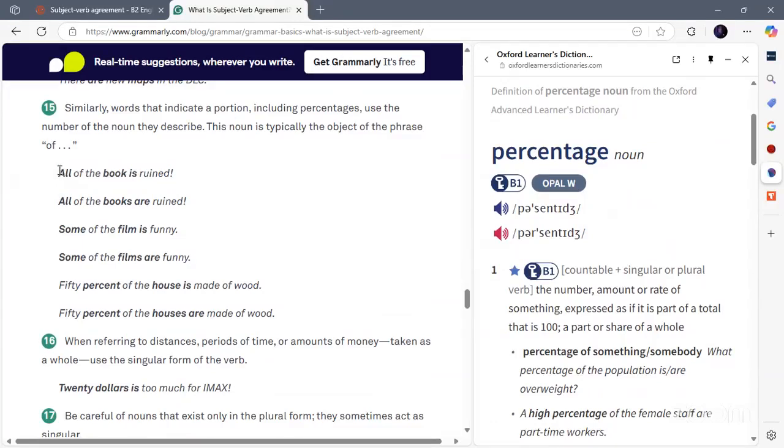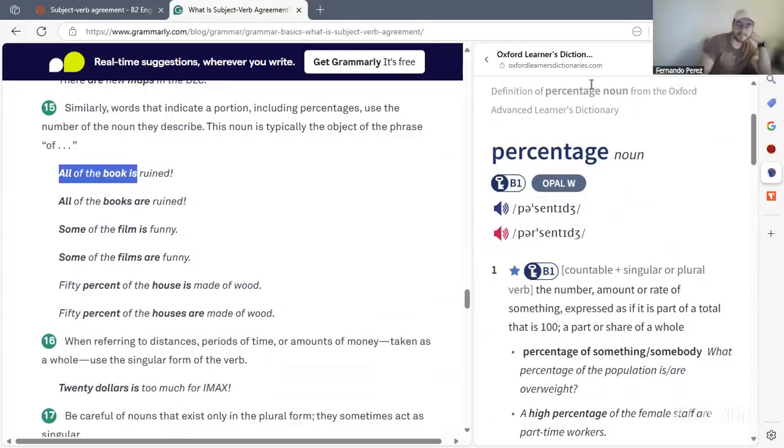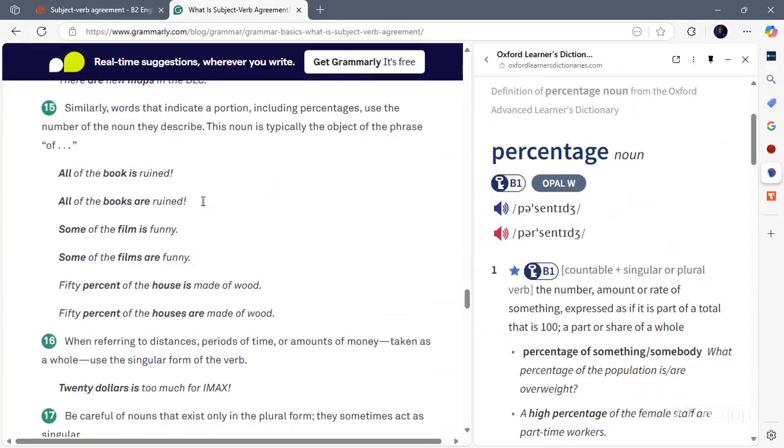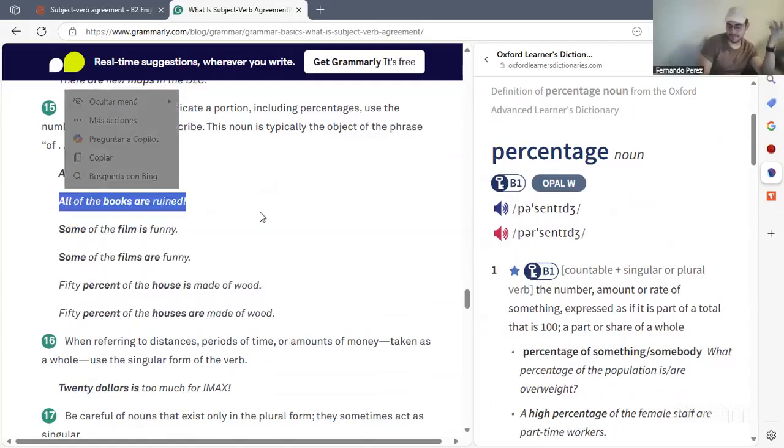This one is a little bit more complex. Let's say that all the book is level 1 and all of the book is level 3 of English. Right? And the second one is easy to understand because we're talking about multiple books, no?